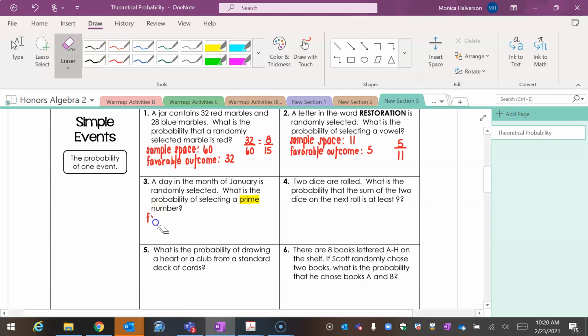The first thing we need to identify is our sample space. And in the month of January, there are 31 total days. So our sample space is 31. So now we need to figure out the prime numbers. Well, if you go through the calendar and you look at all the numbers, there are 11 total prime numbers from 1 to 31. And so our probability is going to be 11/31.